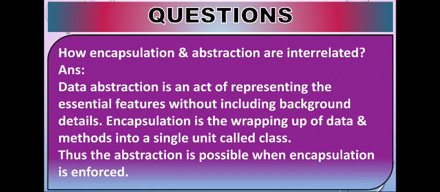How are encapsulation and abstraction interrelated? So obviously definition, that abstraction is an act of representing the essential features without including background details, and encapsulation is the wrapping up of data and methods into a single unit called class. But second point, abstraction is only possible when encapsulation is enforced. When two things will be encapsulated, then one thing will be presented, one thing will be abstracted. So without encapsulation, abstraction is not possible.